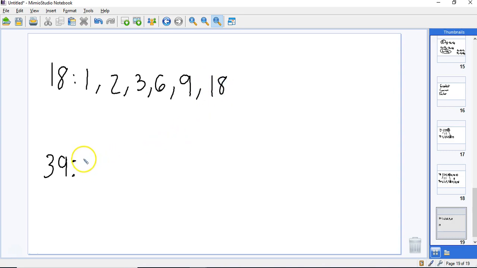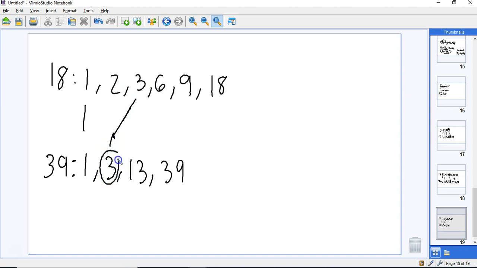For 39, we've got 1, not 2, we've got 3, not 4, not 5, not 6, not 7, not 8, not 9, not 10. So 3 times 13 is 39, and 1 times 39 is 39. So we've got 1 and we've got 3. Those are the only two. So obviously 3 is the GCF.